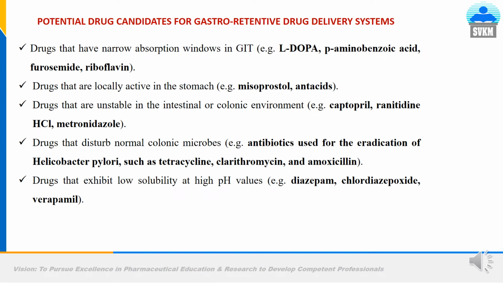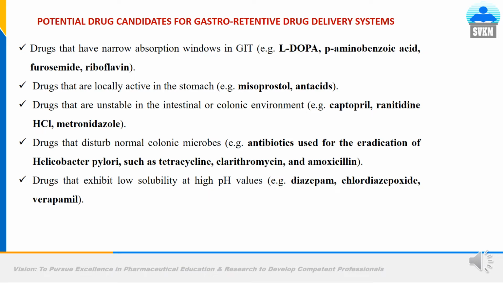Students, let us see what the potential drug candidates for gastro-retentive drug delivery system are, meaning which are suitable candidates for preparing this type of formulation. First, drugs that have a narrow absorption window in the GIT, meaning they are not absorbed in the entire GI tract. At a specific site, mostly the upper part, they will have absorption. For example, L-dopa, para-aminobenzoic acid, furosemide, riboflavin. These drugs are better absorbed in the stomach, so obviously if they stay longer, they will give better bioavailability.